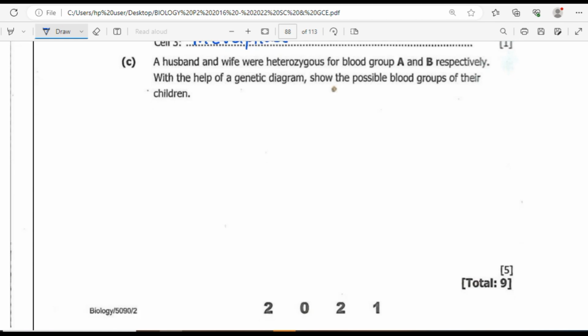Then C: a husband and wife were heterozygous for blood group A and B respectively. With the help of a genetic diagram, show the possible blood groups of their children. So we'll say parental generation. We have the husband, then the wife here. Now let's maybe first begin with the phenotype.